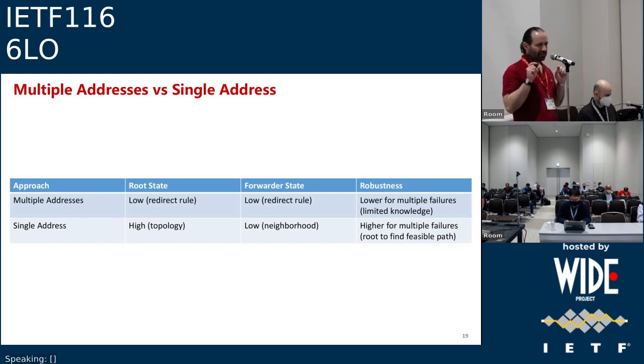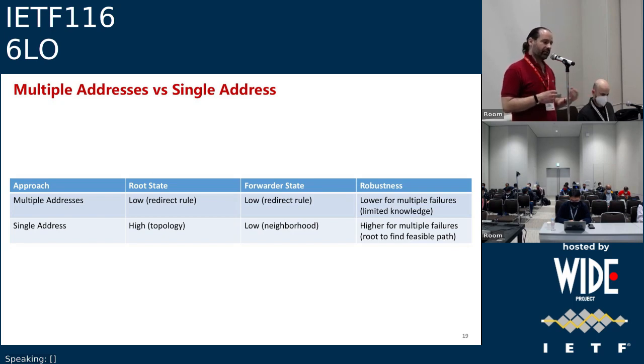However, because you have limited knowledge, the root does not have a full vision of the topology, so reliability may be lower compared to the single address solution. However, if you have a lot of link failures, you have a bigger problem there, not the state of a single node.